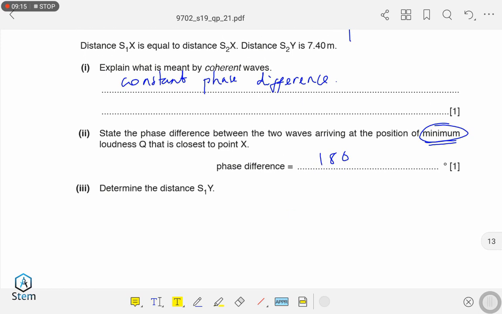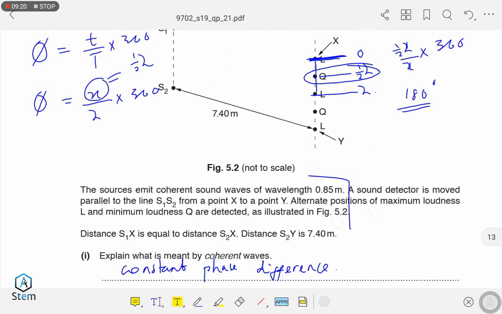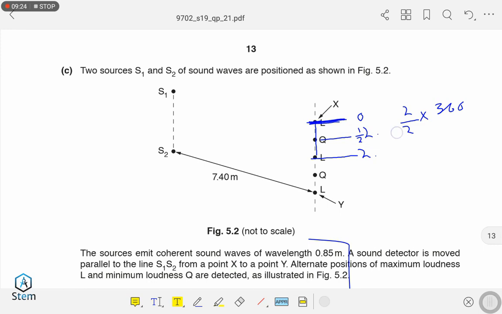Determine the distance S1Y. All right, let's see. Just delete that very quickly.